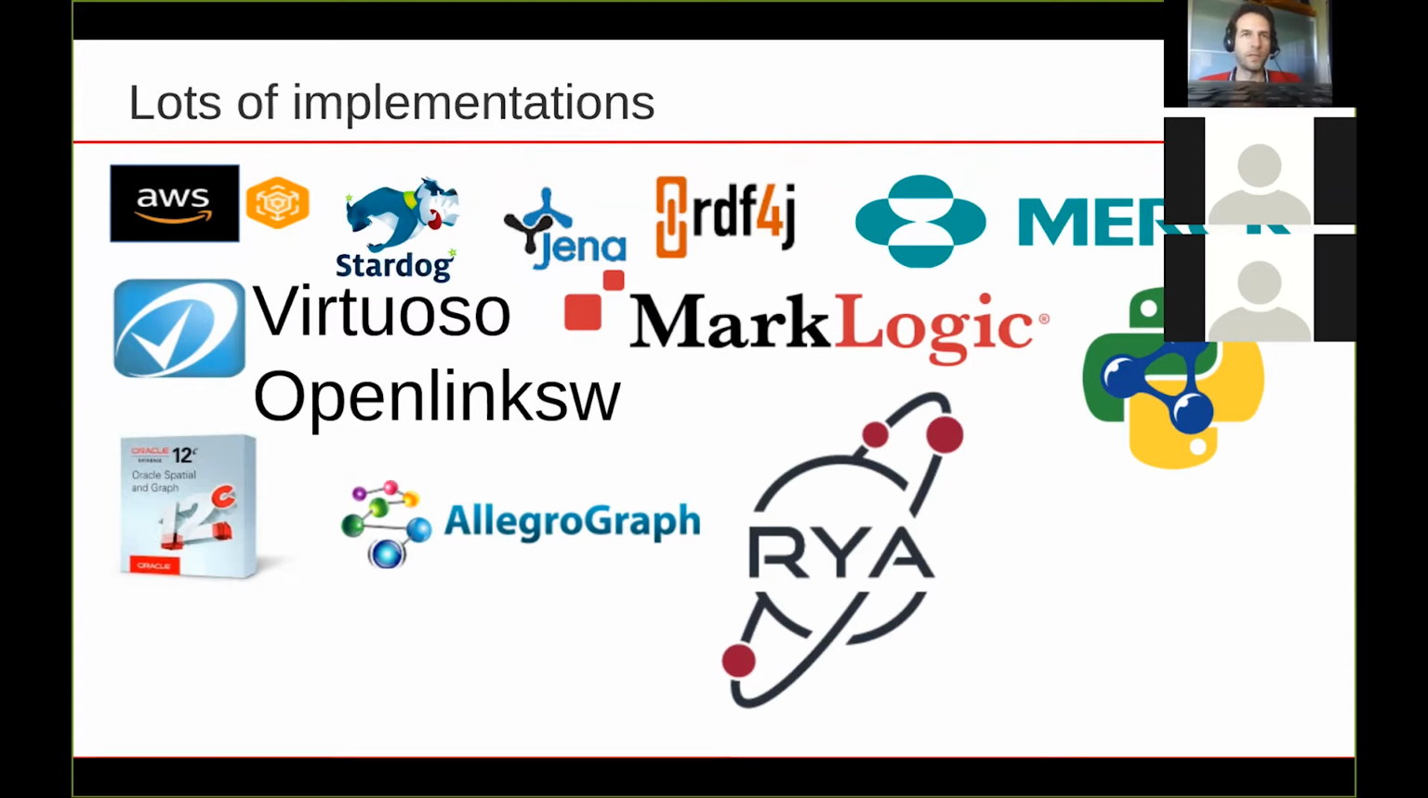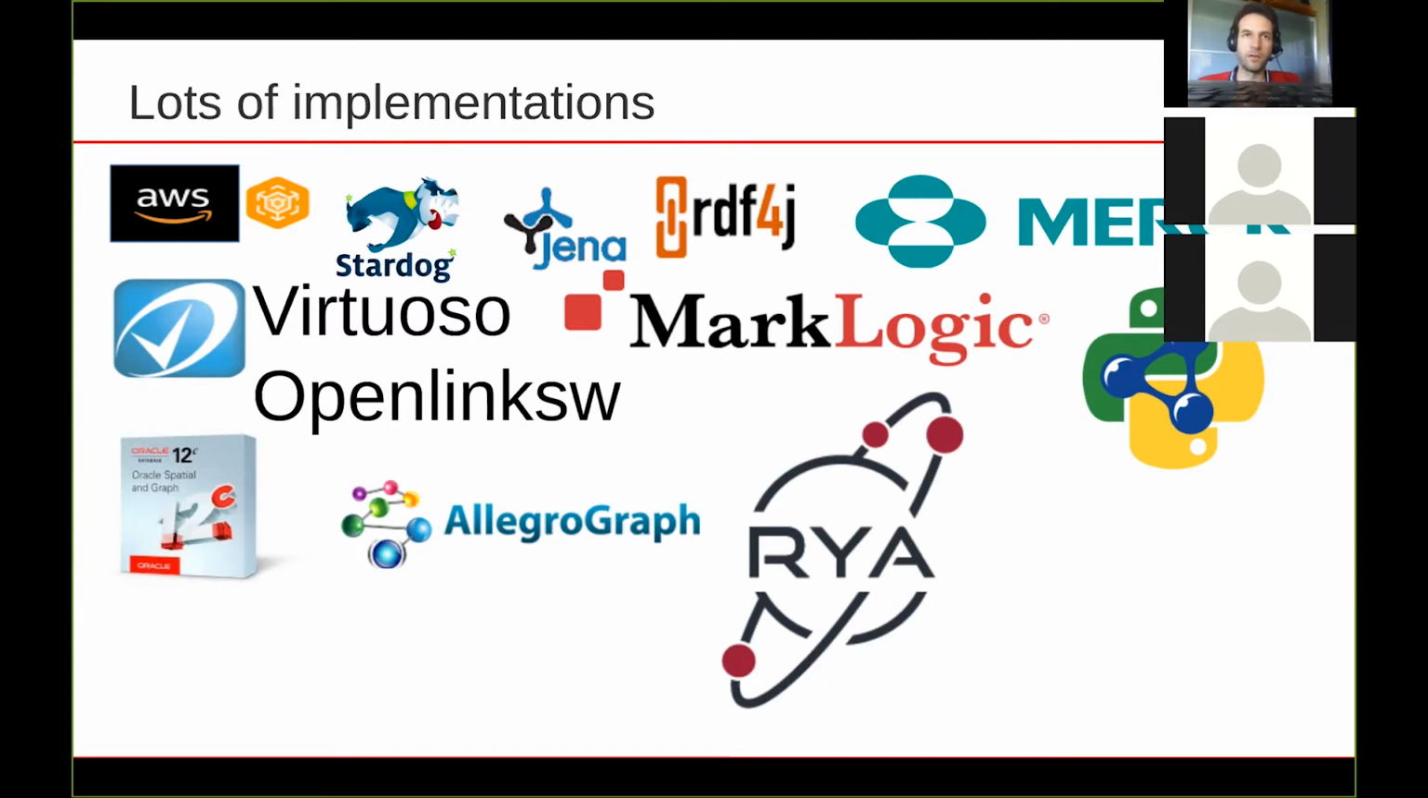RDFLib, Apache Jena. Oracle has three implementations. Many of us use Virtuoso from OpenLink Software, but it's not the only one. Inside the Institute, we have a variety of implementations. So this is again different from, let's say, MongoDB. There is one MongoDB implementation. If MongoDB doesn't work for you, well, good luck. You have to rewrite everything.